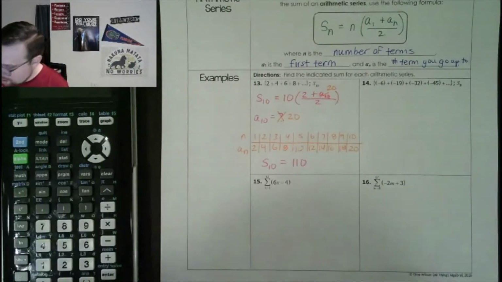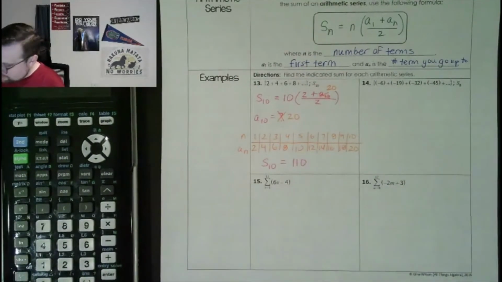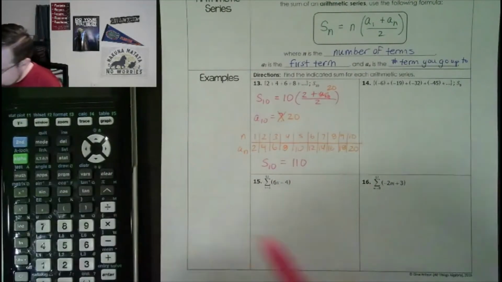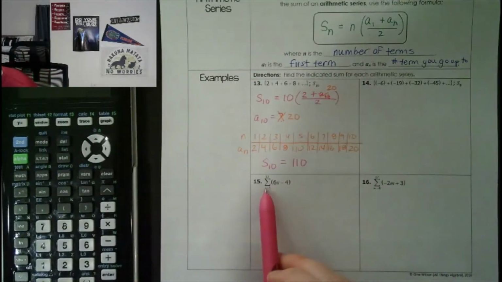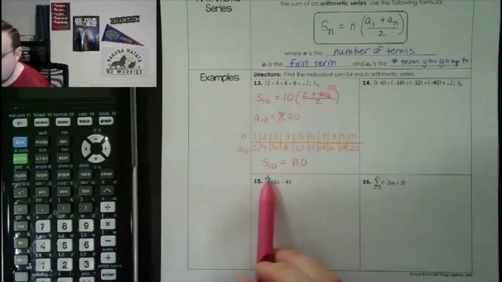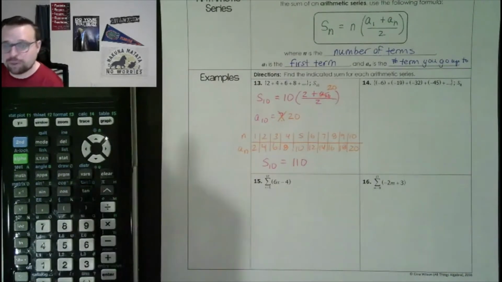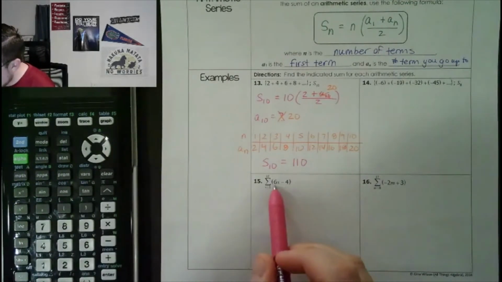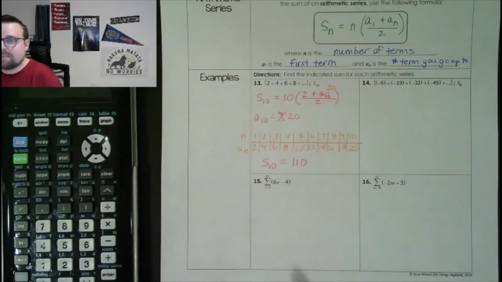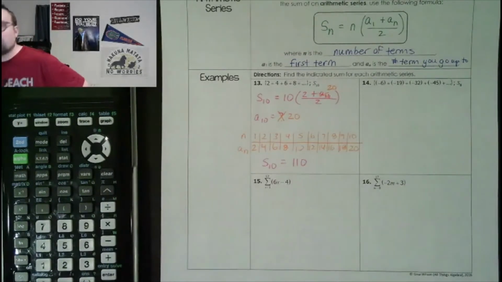All right. Let's go ahead and do 15. 15 is in sigma notation. That means that we are starting at the first term and stopping at the 12th term. That's the sum that we're finding, the first 12 terms of the sequence. And the rule to find any term in the sequence is 6x minus 4, x being the number term that you're looking at.